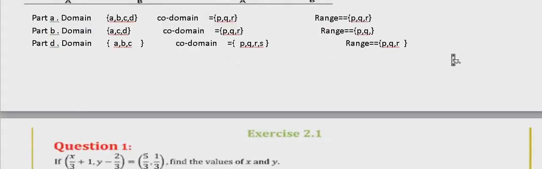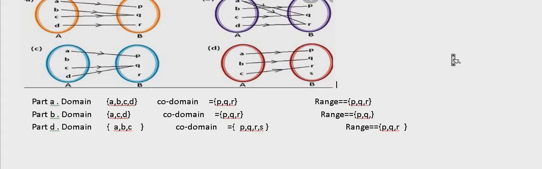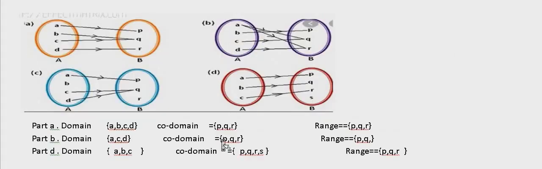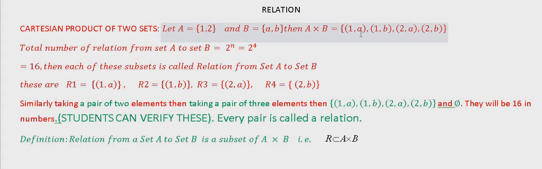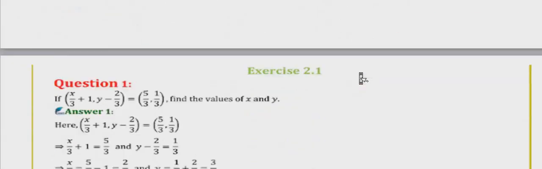Now the topic, means exercise 2.1, is very easy. In this we have to find the range. Each of these pairs is called an ordered pair, means this 1 comma a, 2 comma a, 2 comma b, 1 comma b. First element and second element make an ordered pair. First element is called domain, second element is called range, and all the elements in the second set, means the set B, is called codomain. It will be clear from this.